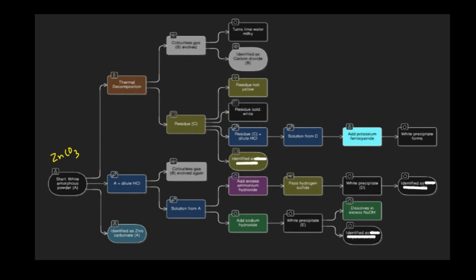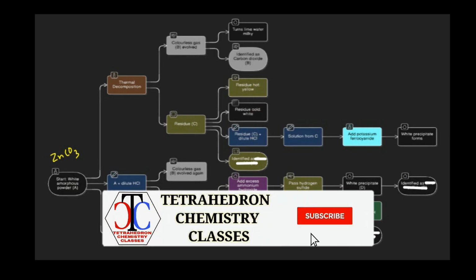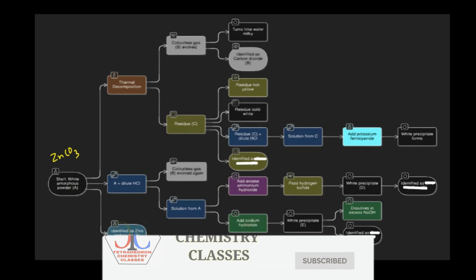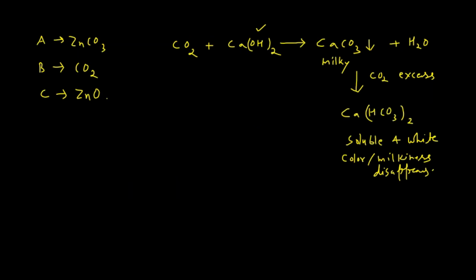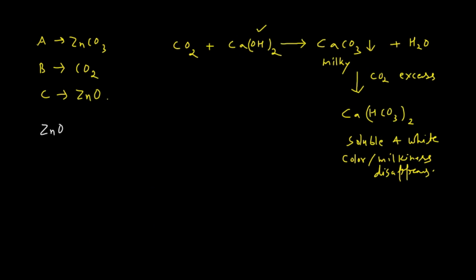Now you can see here, I'm doing this. Your residue C is yellow when hot, white when cold, and when this residue C is dissolved in HCl, it forms a solution, and then you add potassium ferrocyanide to it, and you will get the white precipitate. So how can we write the reaction for this? You were having your compound C, which is zinc oxide. We dissolved it in HCl. So ZnO plus 2HCl, I am writing the balanced reaction, will form ZnCl2 and a water molecule.